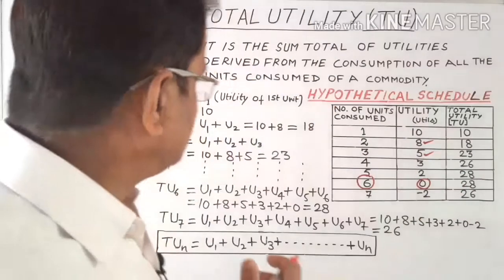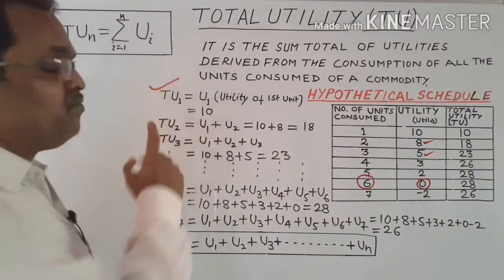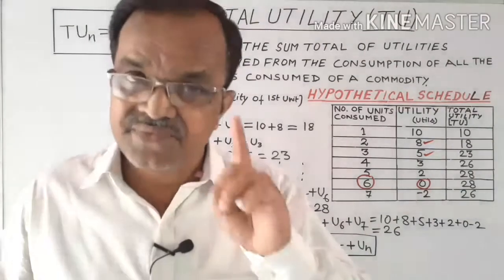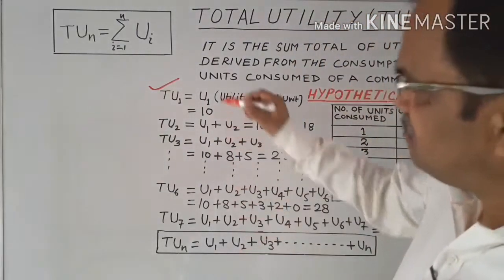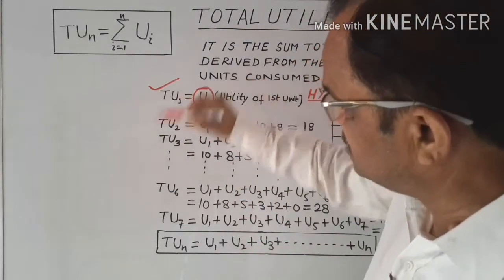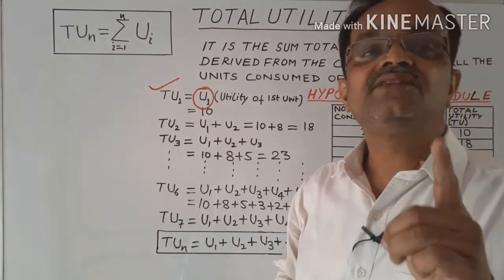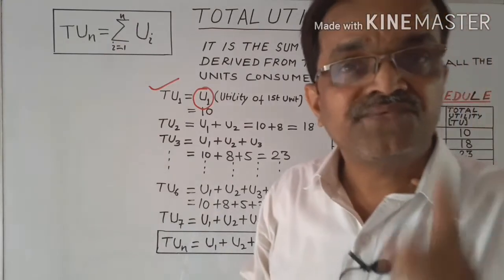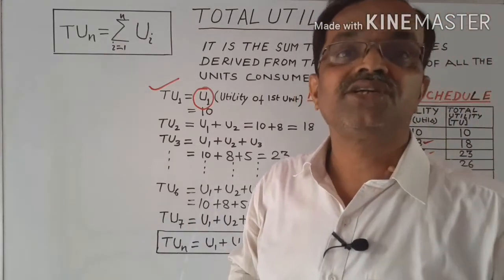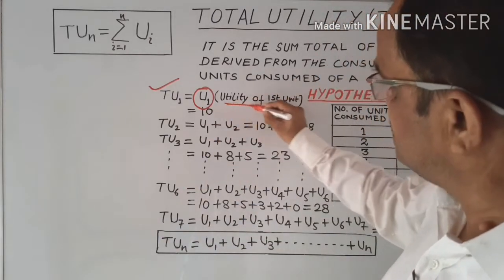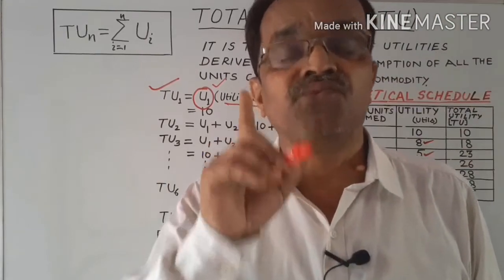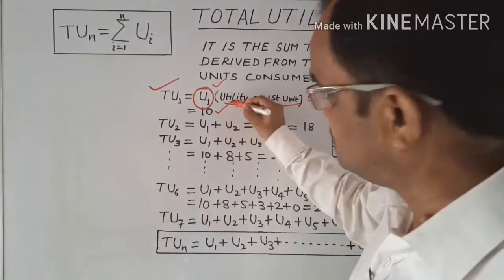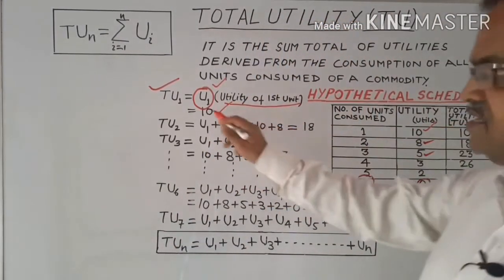Now suppose the consumer is consuming only 1 unit of the commodity. सिर्फ एक यूनिट का कंजम्पशन अगर कंज्यूमर करता है, then what is the calculation? We will take only the satisfaction derived from the first unit of the commodity, that is, the utility of the first unit would be taken for the calculation of total utility of 1 unit, which is here, that is 10. This is 10.